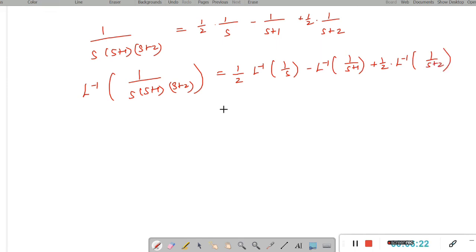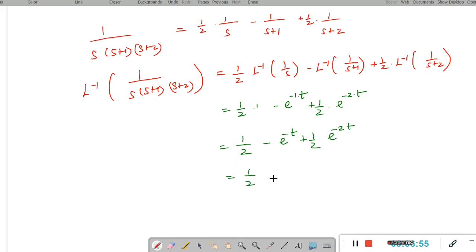Now by using the formula, you may get 1 by 2 into L inverse of 1 by s is 1, minus L inverse of 1 by s plus 1 is e power minus t, plus 1 by 2 into e power minus 2t. So the final answer is 1 by 2 minus e power minus t plus 1 by 2 e power minus 2t. You can take 1 by 2 as a common term. From that you will get 1 by 2 into 1 minus 2 e power minus t plus e power minus 2t.